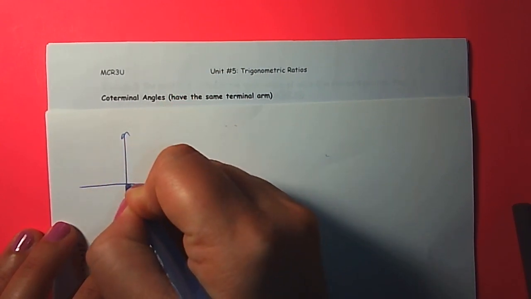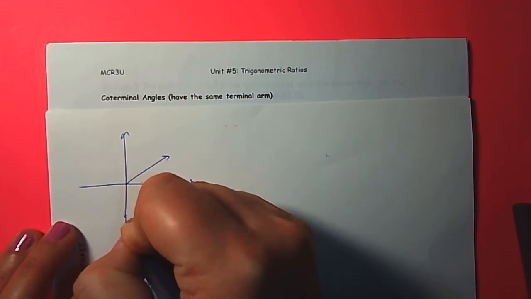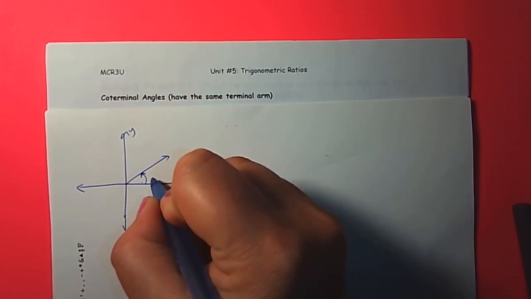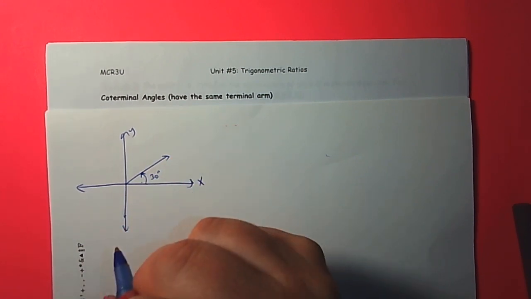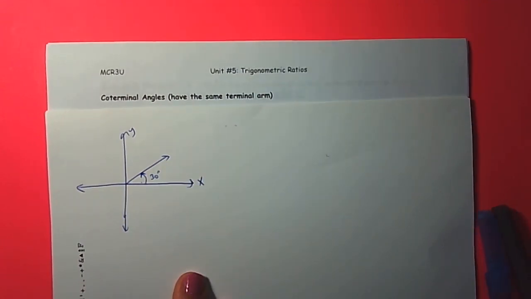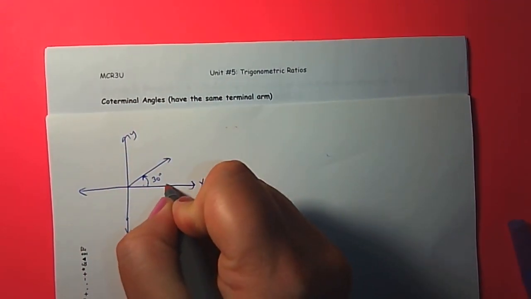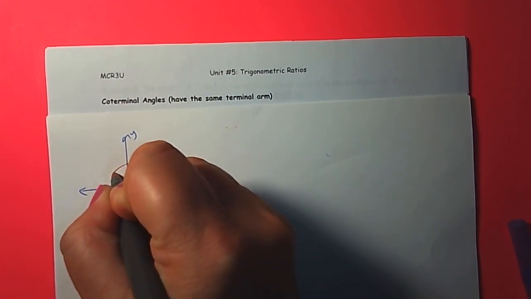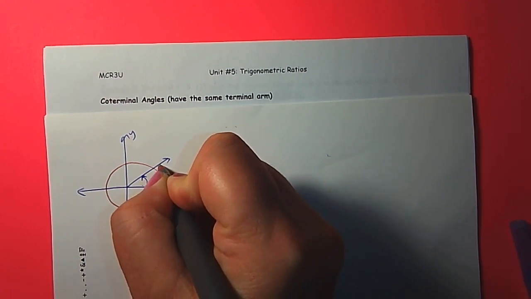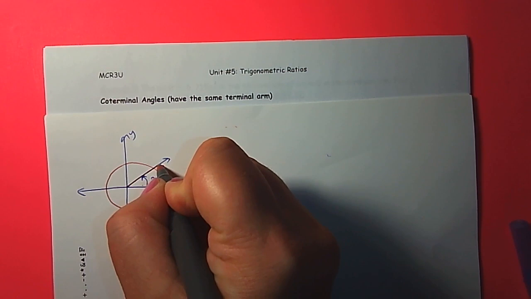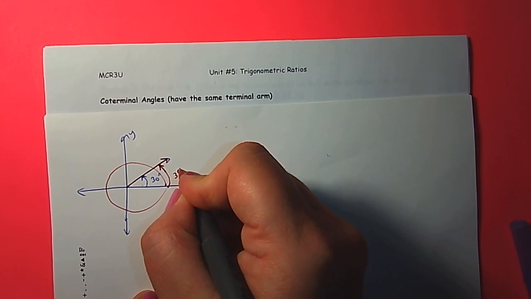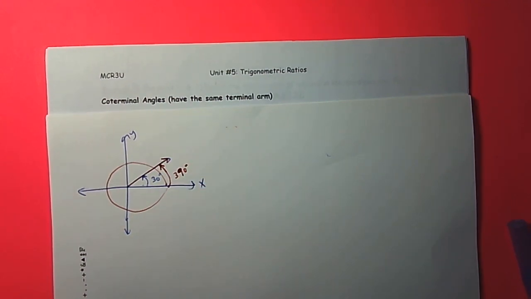So let's say we have 30 degrees. 30 degrees is an acute angle and it is going to be in the first quadrant. How about if we draw 390 degrees? We start from the positive x-axis, so this would give us 360. We need to go 30 degrees more. As you see, we end up with the same terminal arm. So 30 degrees and 390 degrees have the same terminal arm.